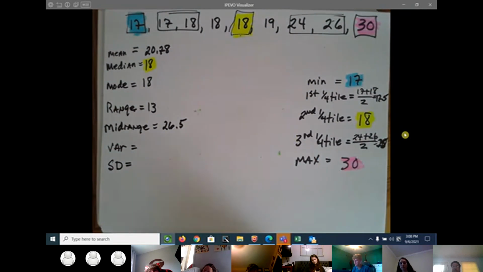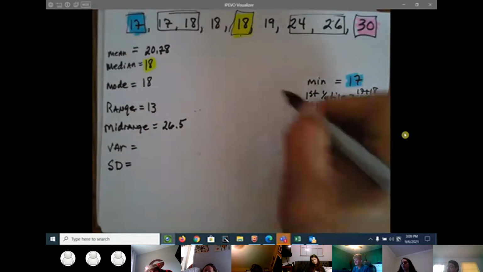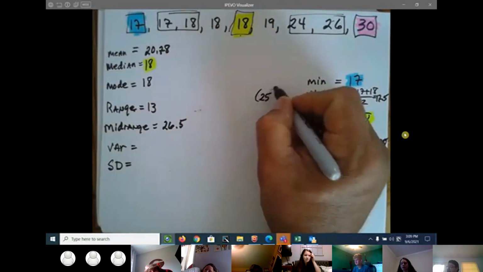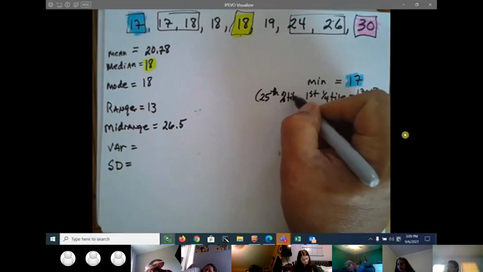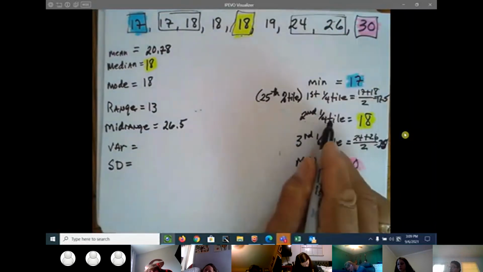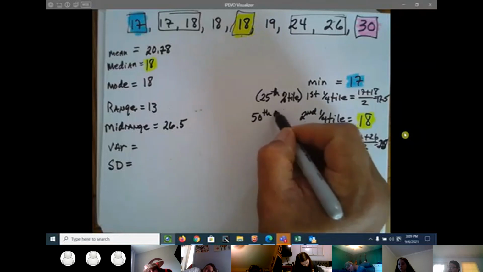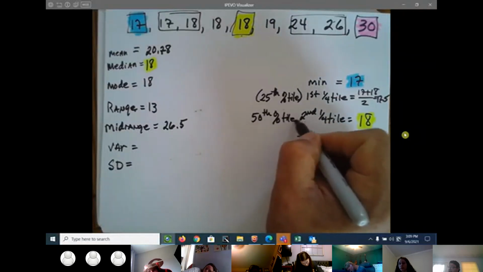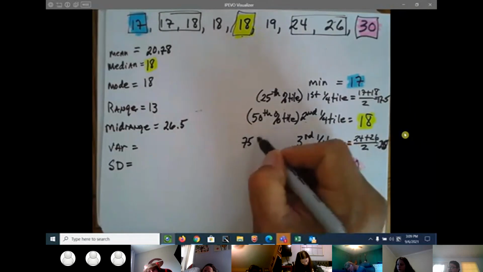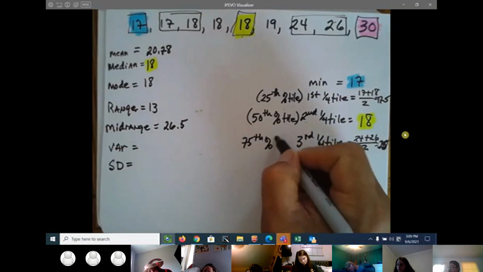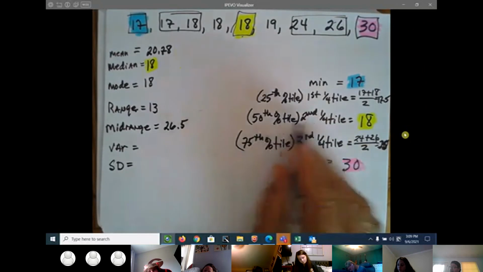Okay, so here we go. This is how you do it. Also, the first quartile is also called the 25th percentile. And the second quartile is also called the 50th percentile. And the third quartile is called the 75th percentile. Just in case you see it on a test, they're the same thing.